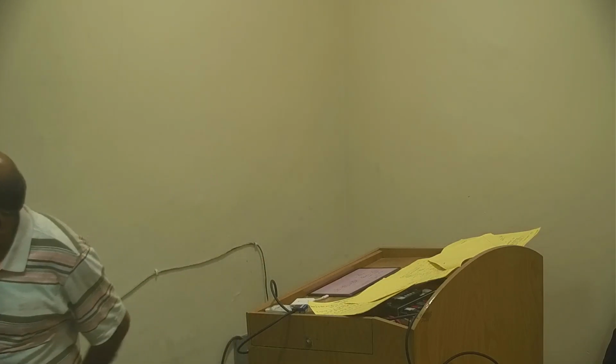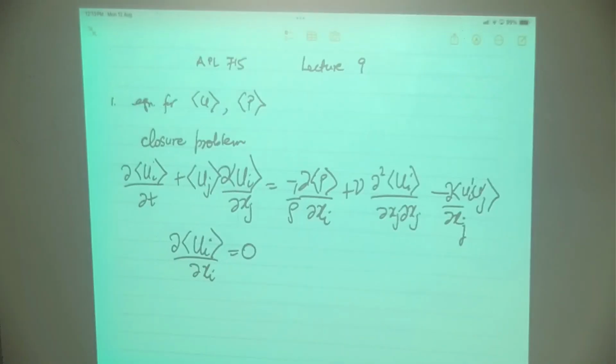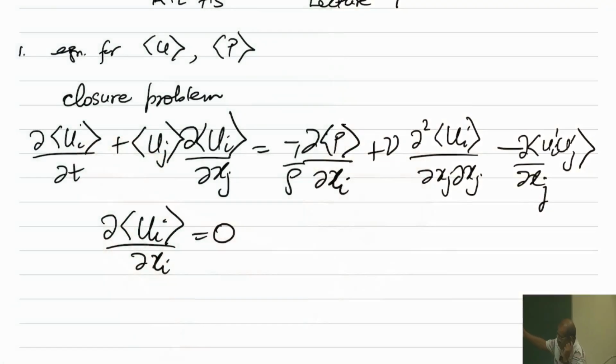So, last class we derived the mean momentum equation. Okay. So, now this was the equation written in the notes here. This is taken from the last class. So, this is the mean momentum equation. Now, let me first talk about what we call the closure problem of turbulence.